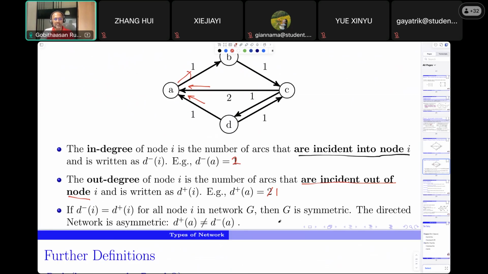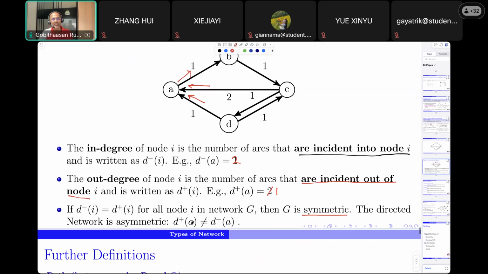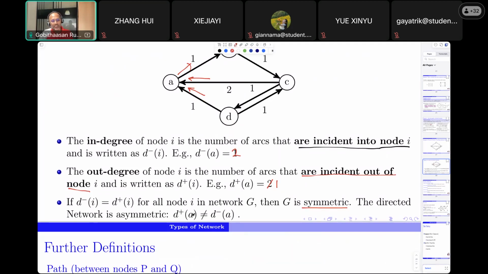Right? And if the in degree and out degree for node I are similar, then we have a symmetric matrix. In fact, we can easily visualize this if we represent the graph or network in a matrix. In the directed network matrix, if the in degree and out degree are not similar, right? So in this case, 2 of course is not equal to 1, so we have an asymmetric network, right?